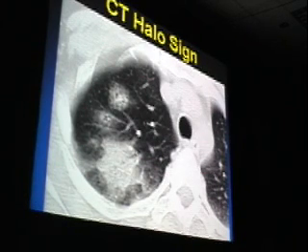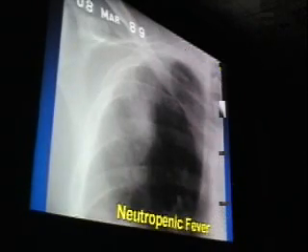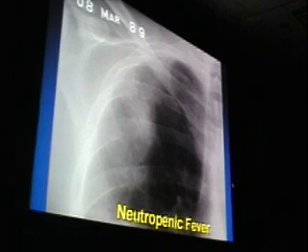This is the halo sign, which was described in cases of invasive aspergillosis. Now, you know that this is not a specific finding for aspergillosis. It's been described in a variety of other infections, but in the setting of neutropenic fever, it is fairly specific for angioinvasive fungal infection, most notably invasive aspergillosis. Occasionally it's been described in other organisms, but that's actually pretty uncommon. This was invasive aspergillosis. Another feature of invasive aspergillosis you should be aware of is the so-called air crescent sign.